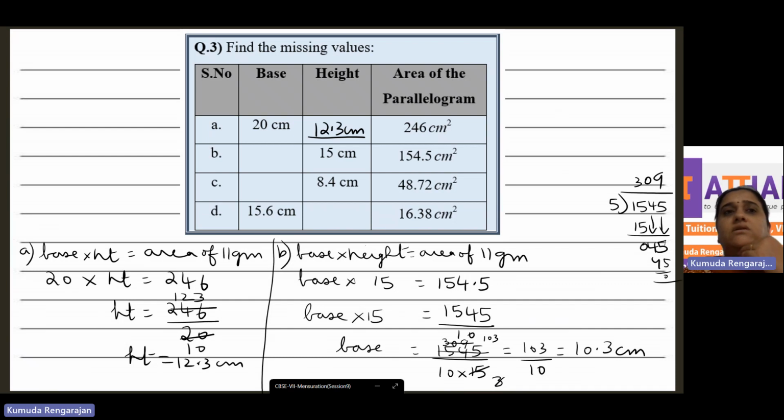Okay. So how do you shift the decimal? 154.5. How do you shift the decimal? What is 154.5 as a fraction? Dhanvin, look at me. What is 154.5 as a fraction? By 10. 154.5. After the decimal point, there's only one digit. So it'll be by 10. 1545 by 10. That's the first step.